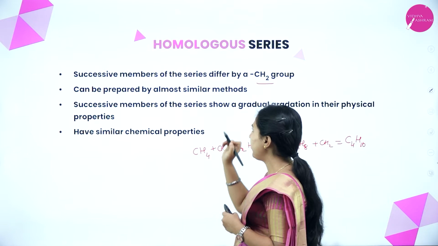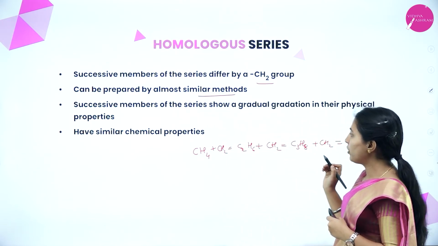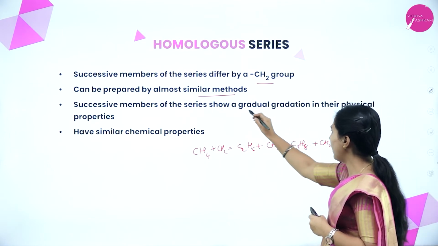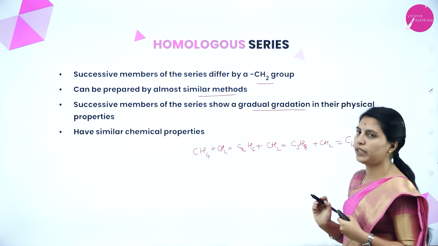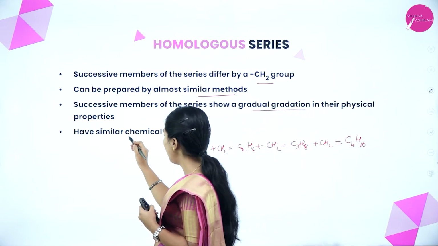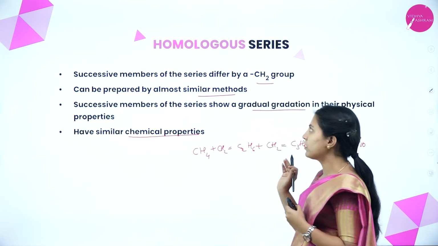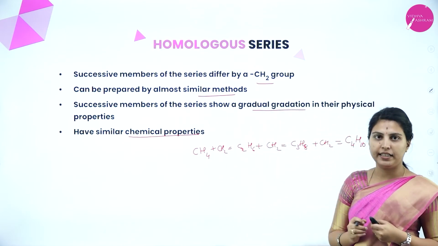It can be prepared by almost similar methods, and successive members of the series show a gradual gradation in their physical properties. Little changes will be there in the physical properties, but they have similar chemical properties. These are the properties of a homologous series.